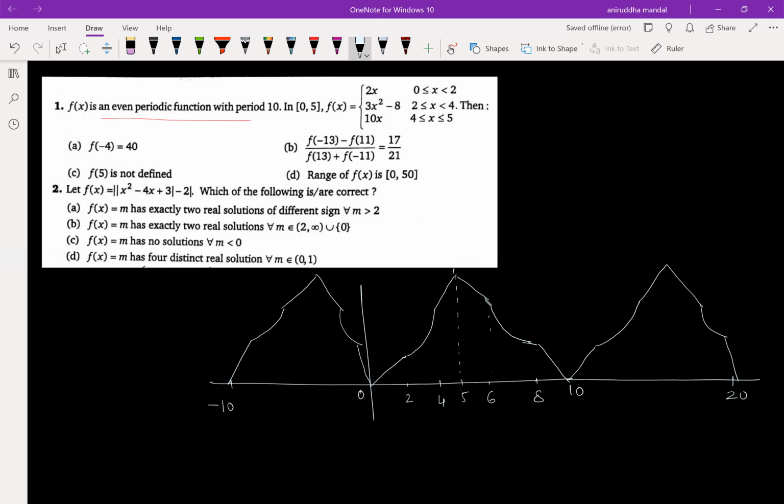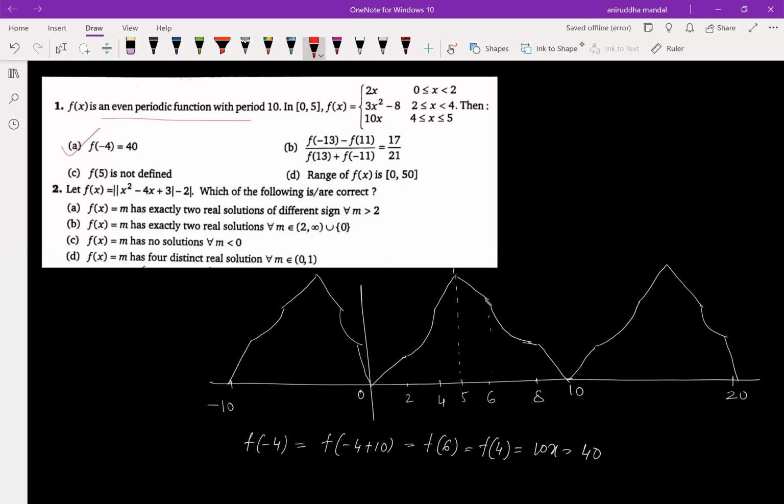So first is f of minus 4. f of minus 4 is f of minus 4 plus 10, because it is a periodic function. So this is nothing but f of 6. f of 6 means f of 4. So f of 4 means we put x as 4 in 10x. So this means 40. So option A is correct.